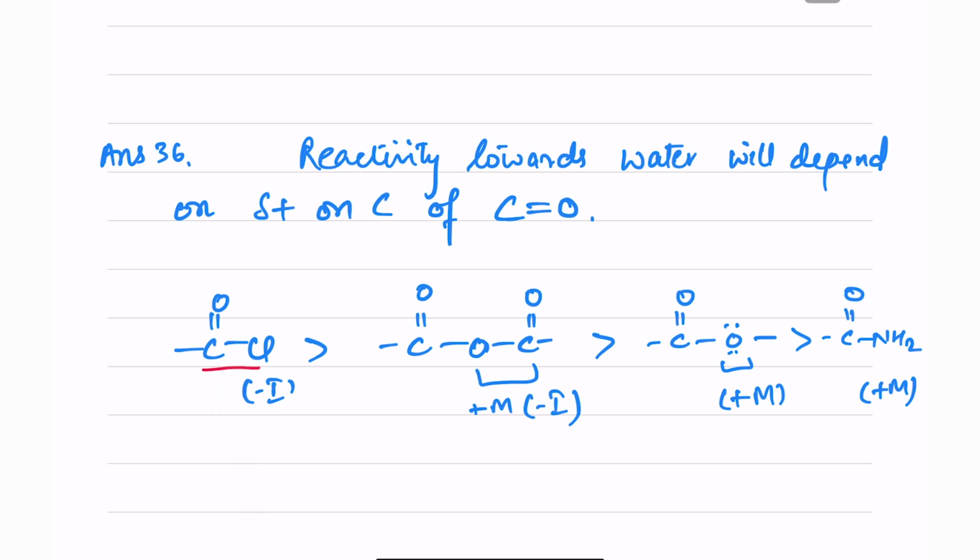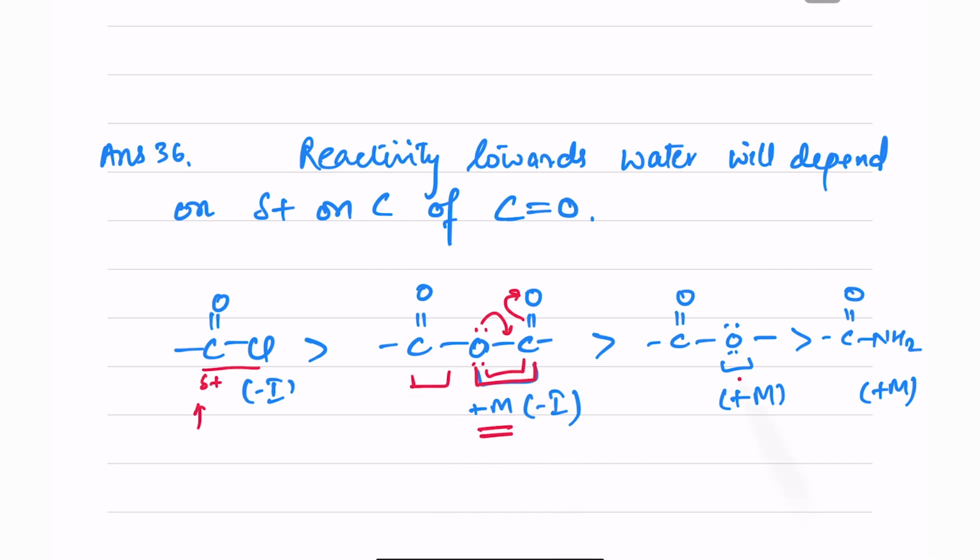In acetaldehydes, a minus I group is present over there, so delta positive will definitely be higher. In case of anhydrides, there is a plus M and a minus I group. But plus M is also not very strong because it is getting distributed. It is showing plus M here as well as here. So plus M is quite weak.